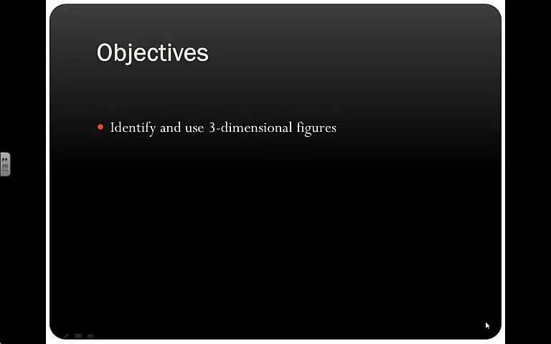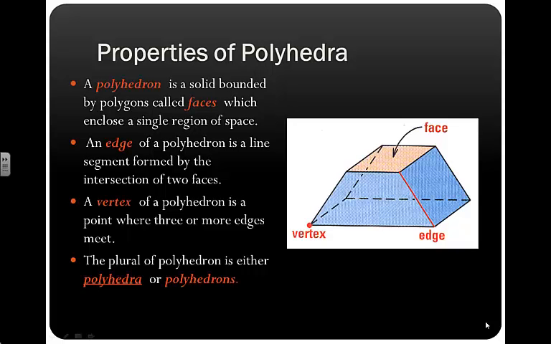All right, we're going to identify and use three-dimensional figures. So, properties of a polyhedra. A polyhedron is a solid bounded by polygons called faces, which enclose a single region of space. So notice on the right you see the face on the top. An edge of a polyhedron is a line segment formed by the intersection of two faces. Okay, so there's the edge in the red. And a vertex of a polyhedron is a point where three or more edges meet. All right, so the vertex is on the bottom left. The plural of polyhedron is either polyhedra or polyhedrons.